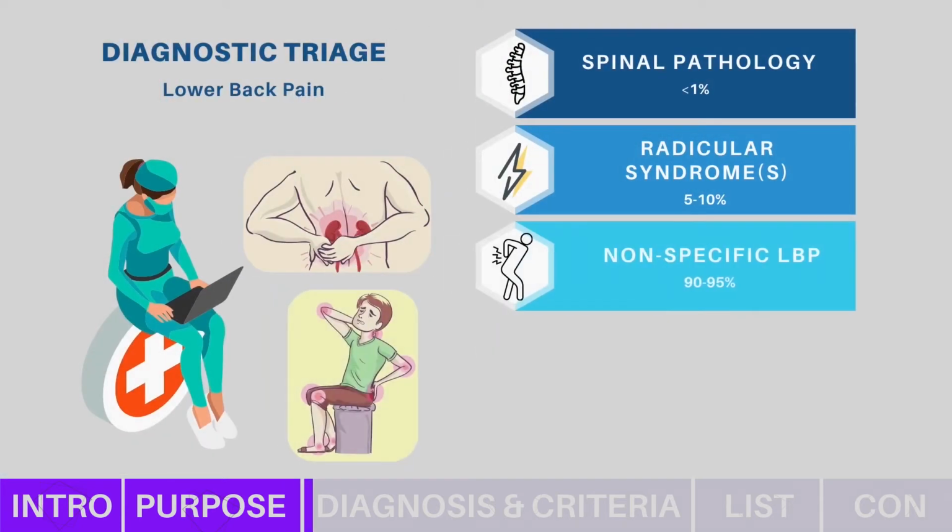And today we will be bringing our focus primarily on discussing more about lower back pain and red flags. When it comes to the diagnosis of lower back pain, the diagnostic triage is often utilized, and there are three categories. The first category is spinal pathology, which accounts for less than 1% of the cases in primary care. The second category is also known as radicular syndrome, which accounts for 5 to 10% of the cases in primary care. And lastly, the non-specific lower back pain population actually accounts for a total of 90 to 95% of the cases in primary care.